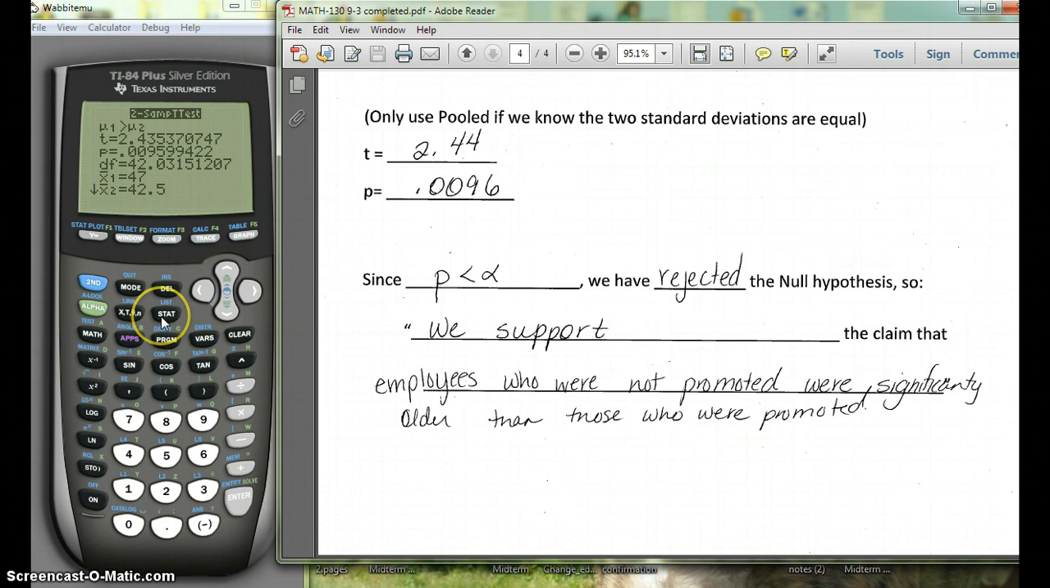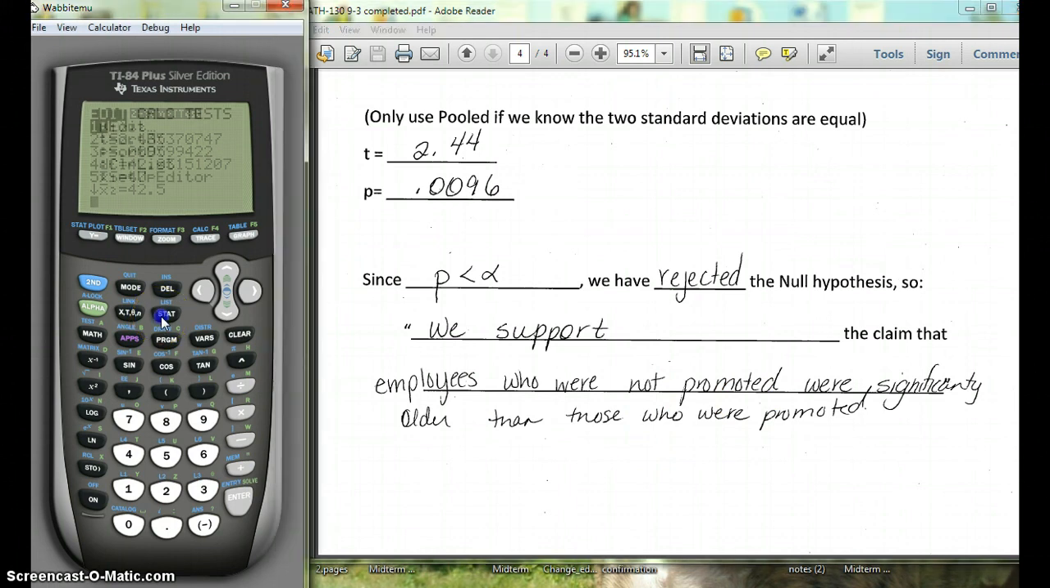So just a reminder, to do two-sample tests with the mean, you're going to go stat, tests, and 2-sample t-test. This is a t-test because we don't know the standard deviation of the entire population.